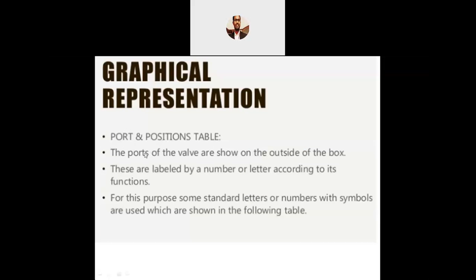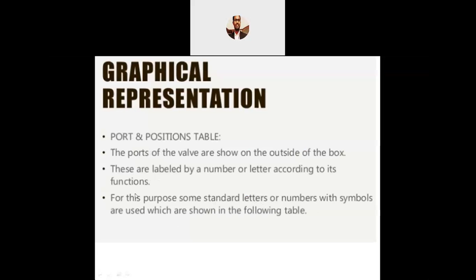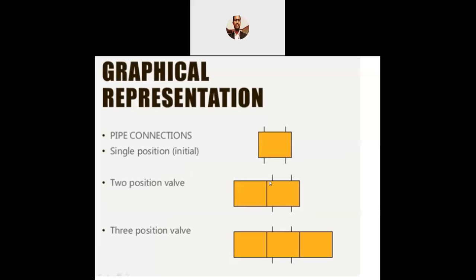The port and position tables. The ports of the valve are shown on the outside of the box. This is what I was just talking about. Ports are always shown on the outside of the boxes. Is that clear? These are labeled by numbers or letters. You can number them as 1, 2, 3, 4, or you can also label them as A, B, C, D. Usually, I will go with the letters so that it gives us a clear picture.